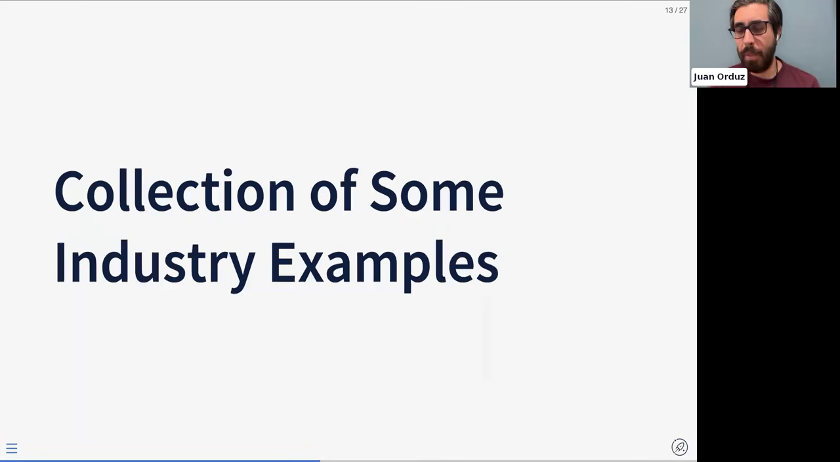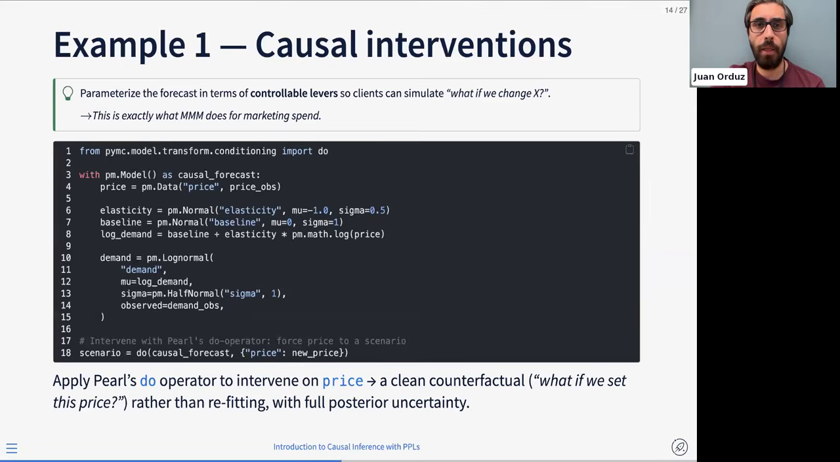So this was just a bit to motivate what we're interested in, and now we are going to share with you some concrete industry examples which go in the direction along these lines, but maybe touch on some specific pieces. So I'm going to give the stage to Teemu to talk about causal interventions and price elasticity.